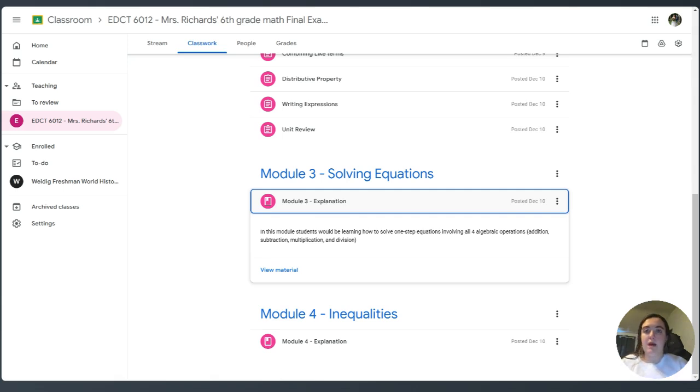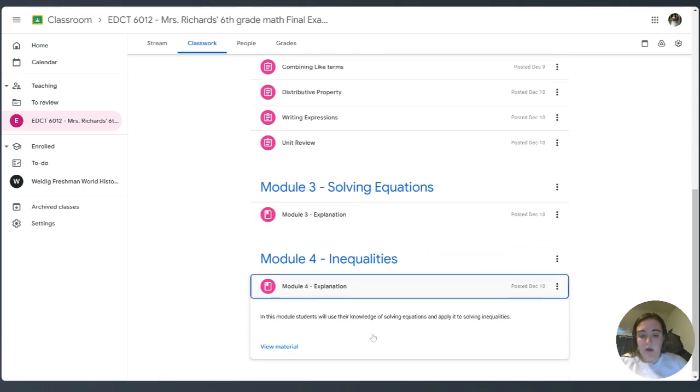So within that module, we would see things like solve for x. So x plus 4 equals 12. You would do the inverse operation, subtracting 4 on both sides to make it x equals 8. So you would see more problems like that within solving inequality or equations.